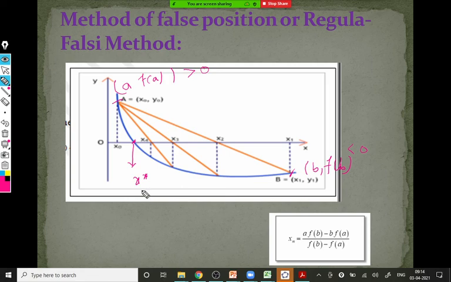Now to get the approximation, actually to reduce the interval, in the bisection method we divide the interval into 2 parts and we go on reducing it.